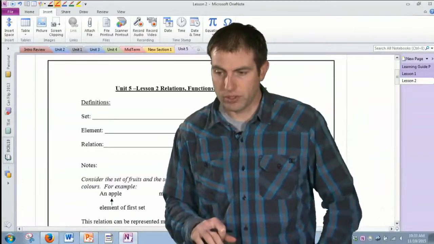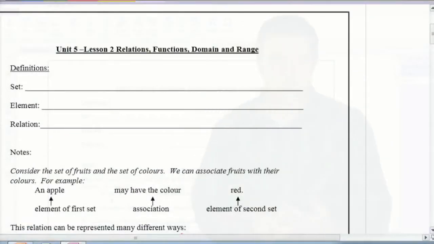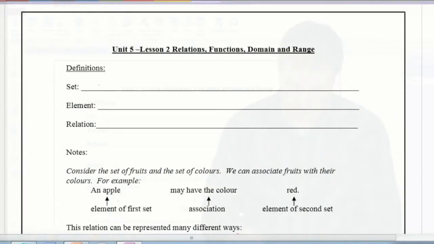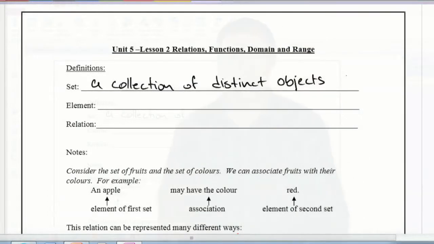So the first thing we need to do is define what a set is, and then an element and a relation. It's likely that you haven't encountered these terms before, or you haven't encountered them in a math setting. So a set is, this is our fancy math definition, a collection of distinct objects. So a collection of things is a set.